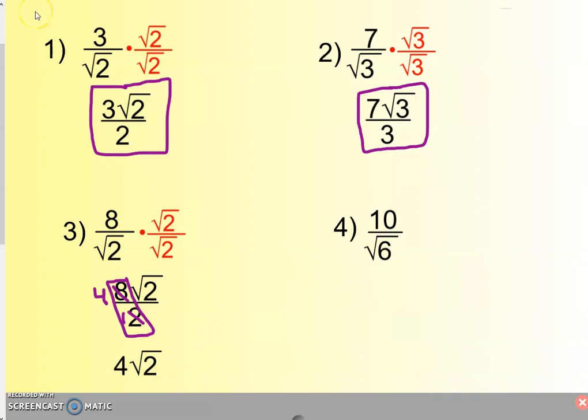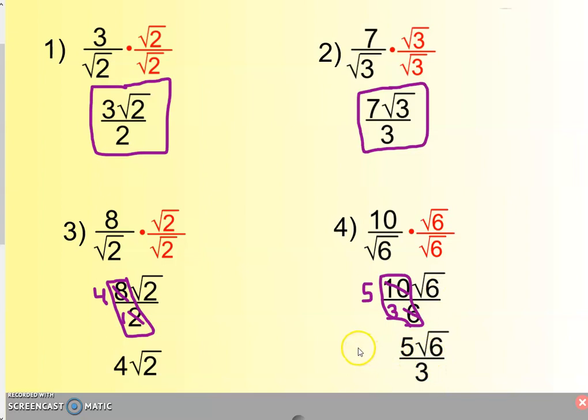This last one, number 4, again, we can't have a radical in the denominator, so I multiply by my big 1, go straight across the top, straight across the bottom, and we look outside the square root, and outside the square root, yes, there is a factor that goes into both 10 and 6, and that factor is 2. 2 goes into 6 3 times, 2 goes into 10 5 times, and so we end up getting in the top 5 radical 6, and in the bottom a 3.